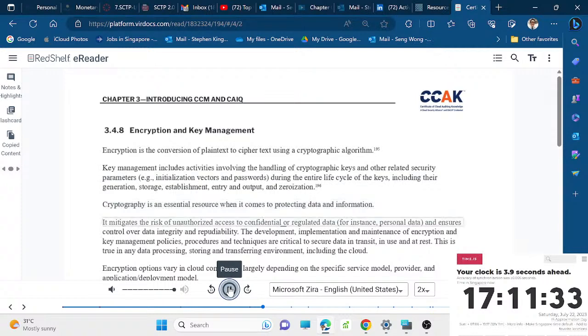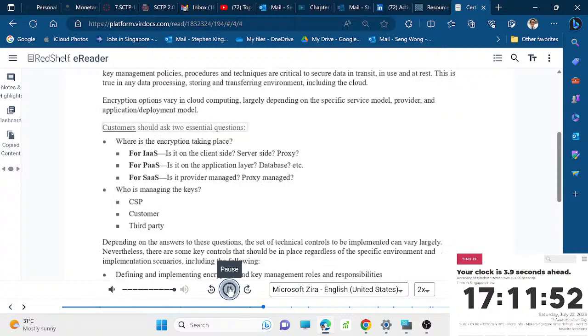It mitigates the risk of unauthorized access to confidential or regulated data, for instance, personal data, and ensures control over data integrity and repudiability. The development, implementation, and maintenance of encryption and key management policies, procedures, and techniques are critical to secure data in transit, in use, and at rest. This is true in any data processing, storing, and transferring environment, including the cloud. Encryption options vary in cloud computing, largely depending on the specific service model, provider, and application/deployment model.